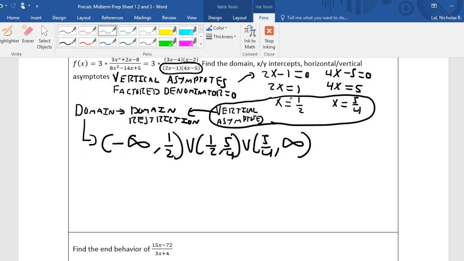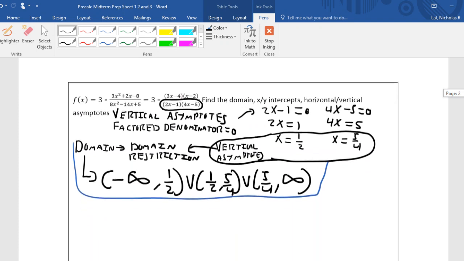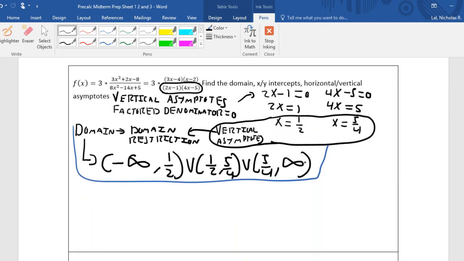Now we have the domain and the vertical asymptotes. Let's find the horizontal asymptotes. To find the horizontal asymptote, we need to know that when your numerator degree equals your denominator degree, it is going to be your numerator leading coefficient over your denominator leading coefficient.